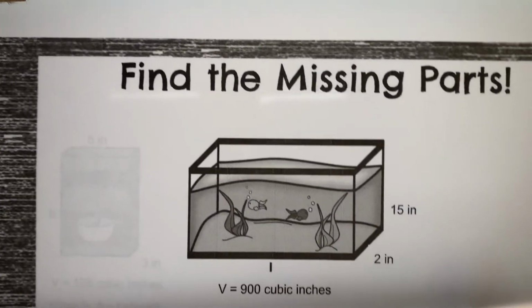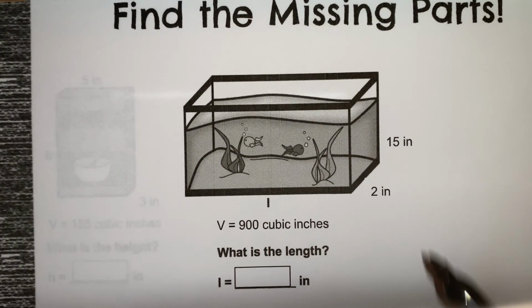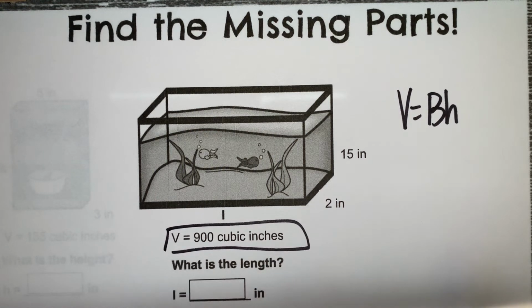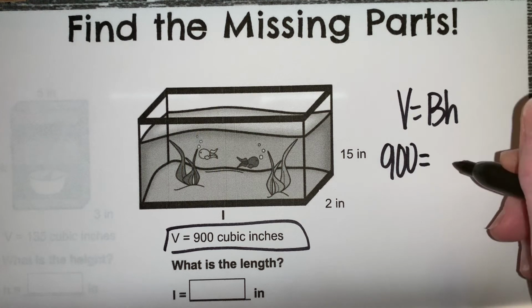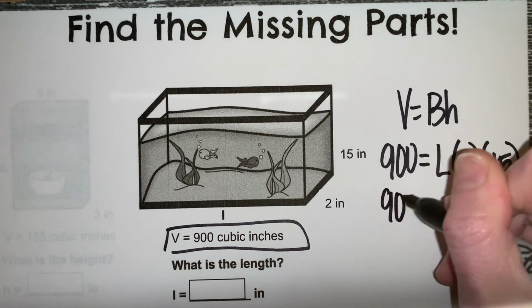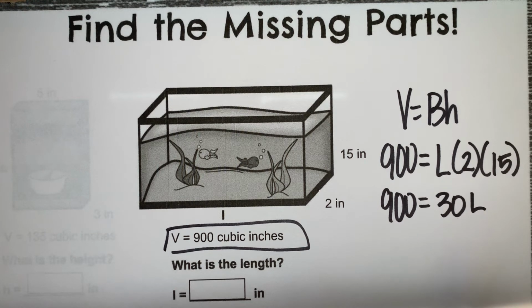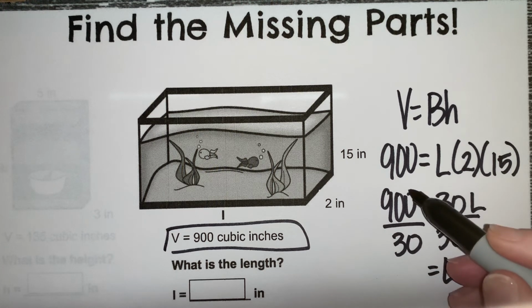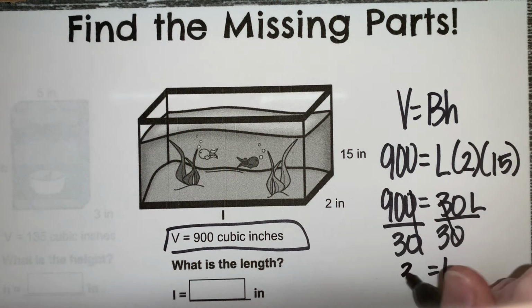Okay, here's another one. This time we are looking for the length. It gives us the width and the height. The total volume is 900. We don't know the length. Width is 2, height is 15. Multiply the two numbers that you know. 2 times 15 is 30, so that gets us 900 equals 30 times L. Whatever L is times 30 has to equal 900. So we're going to divide by 30. That leaves L. Cross those off. And 90 divided by 3 is 30. So the missing length is 30 inches.